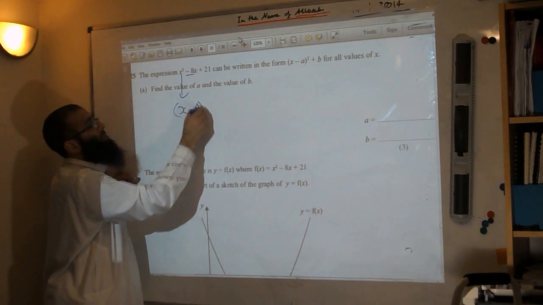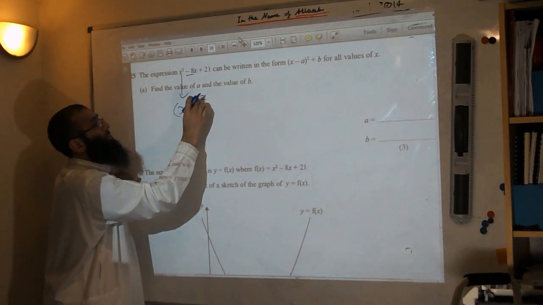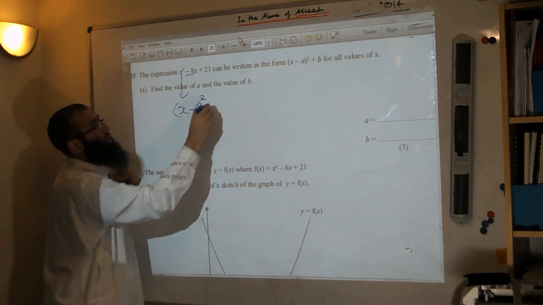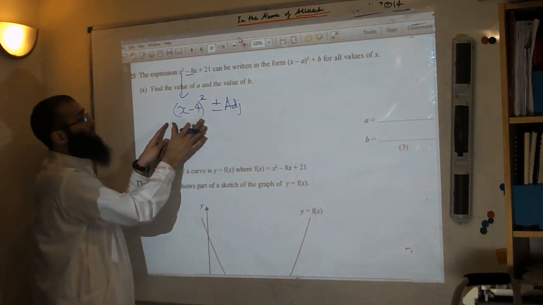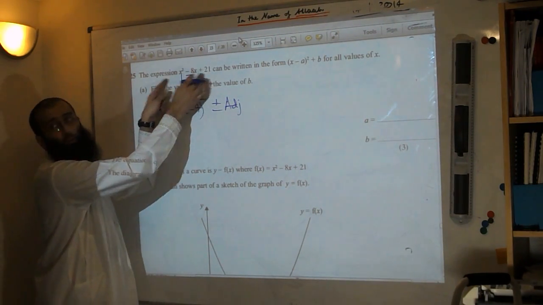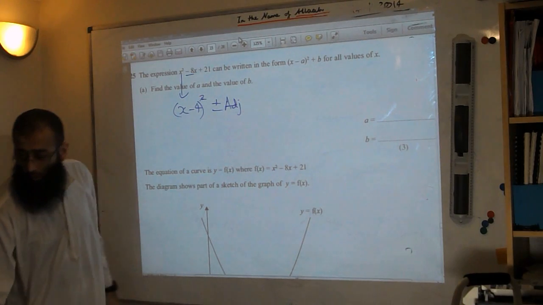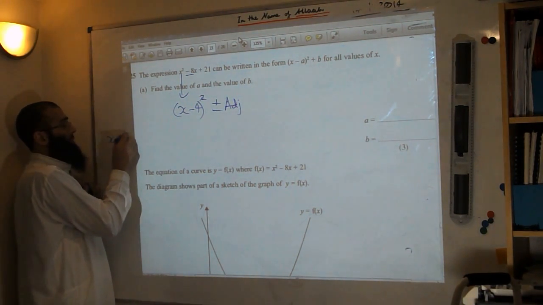Minus 4. Close it off. Square it. Okay. Now we need to do plus or minus an adjustment. So we need to do this first and see how far we are when we do this to our original one there. Okay, x minus 4 squared. Let's do it on the side.